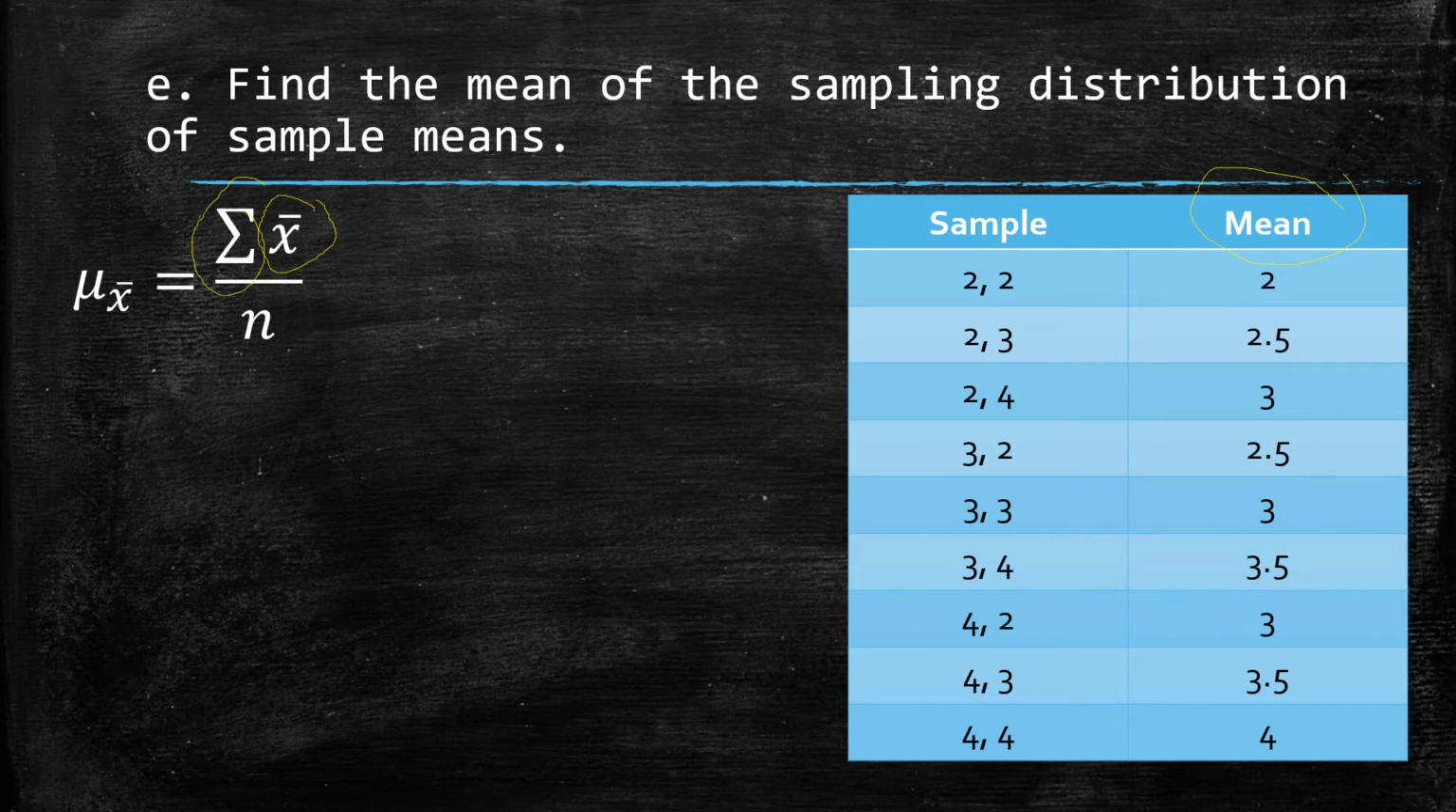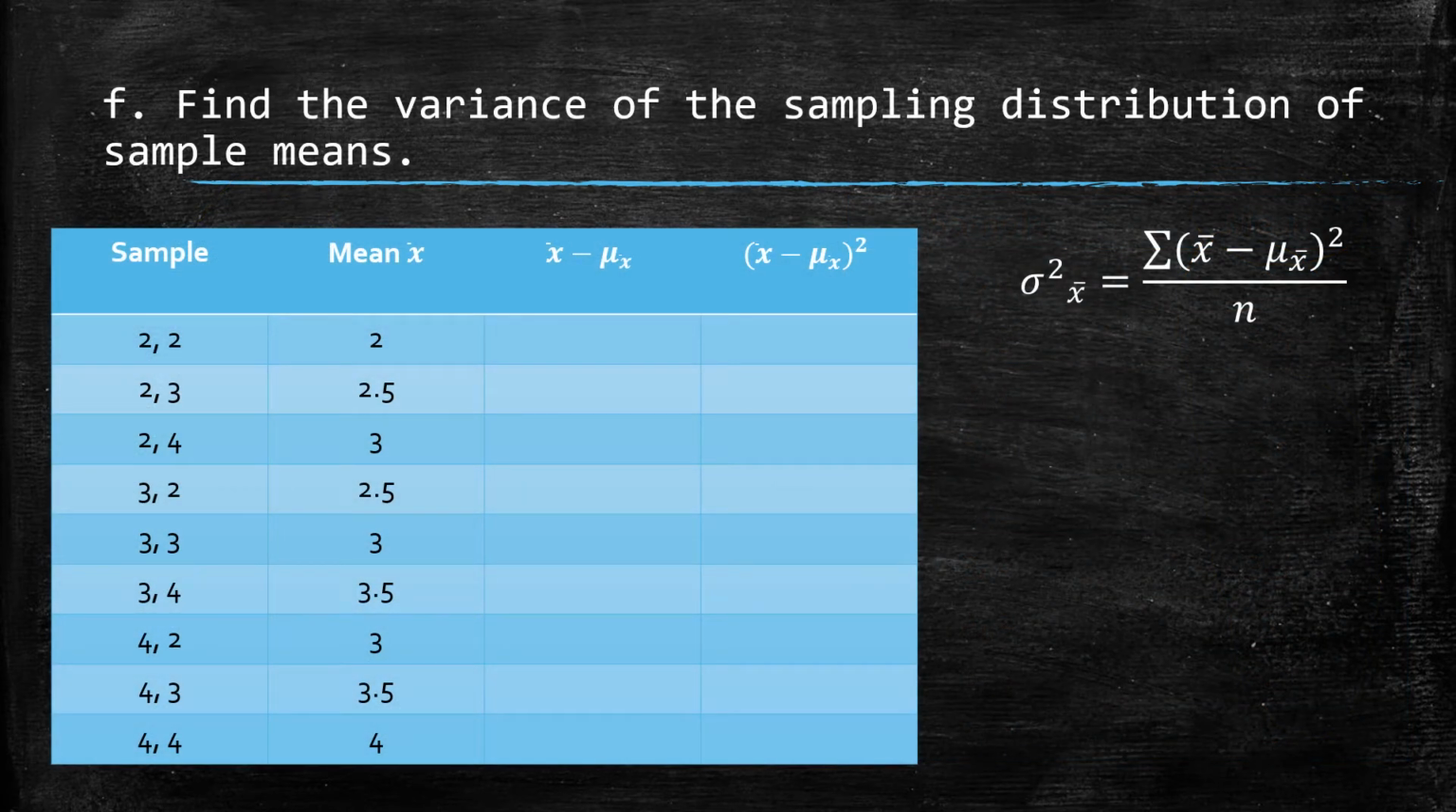So what you're going to do is just get the sum, then divide it by the sample size. So you add all these values here. So the sum is 27 divided by the sample size. There are 9 samples, so you have 9. 27 divided by 9 is 3. So the mean of the sampling distribution of sample means is 3.